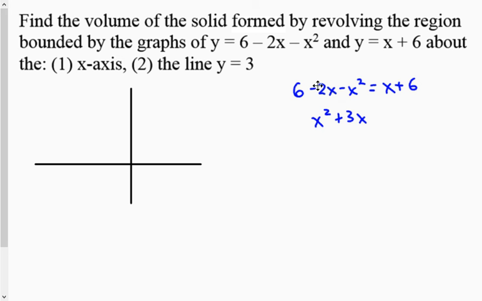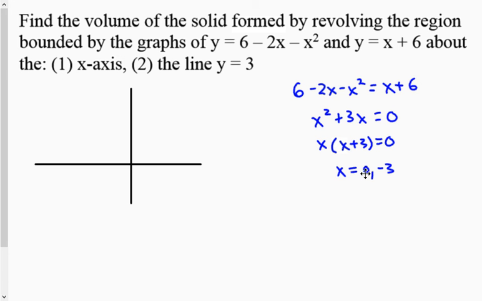And then this is really nice. The 6's cancel. All right, so that's going to be 0. So I can factor out an x, and get x times x plus 3. So my x values are 0 and negative 3. So I know they intersect at 0 and negative 3.